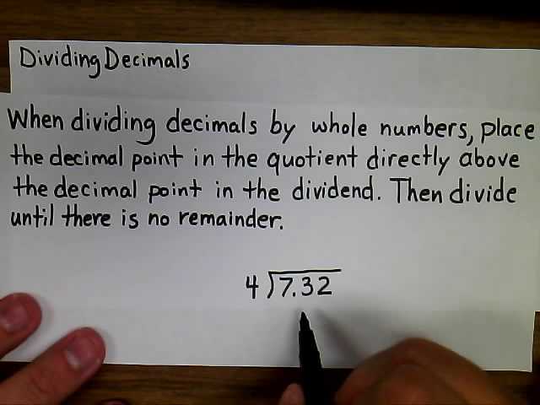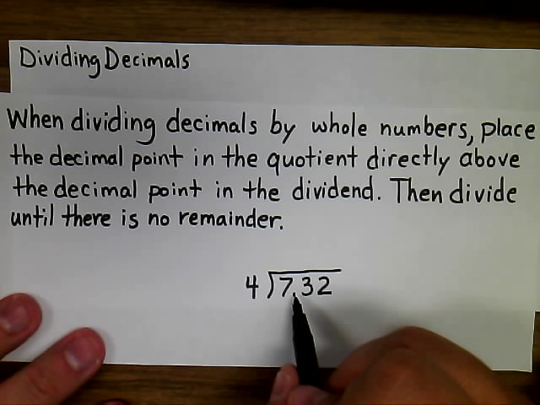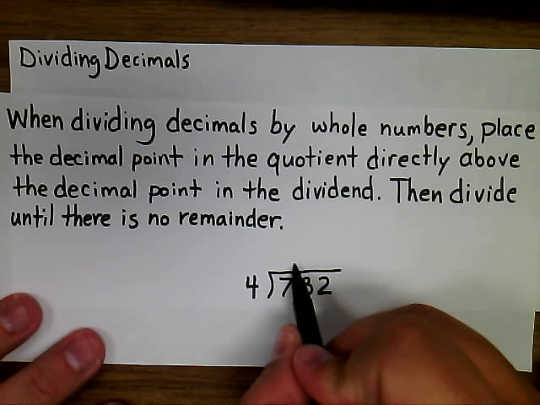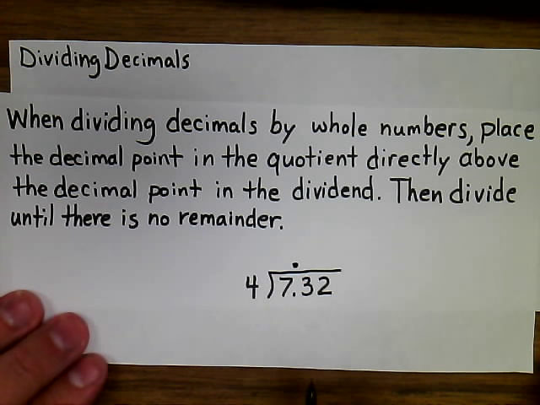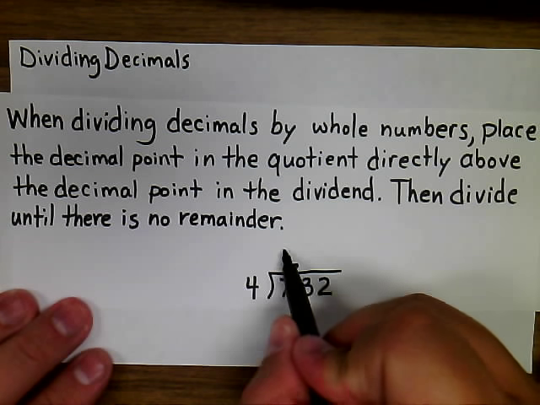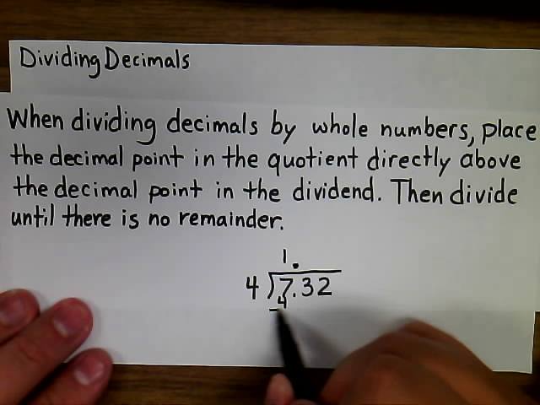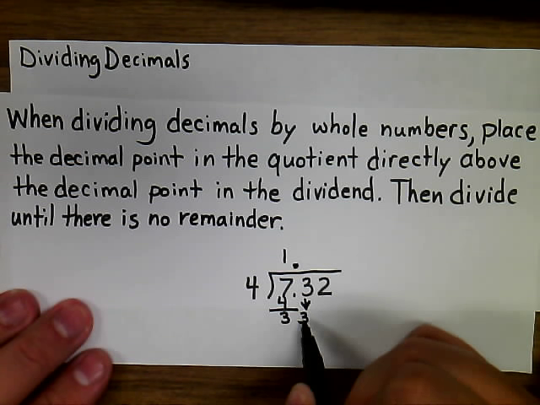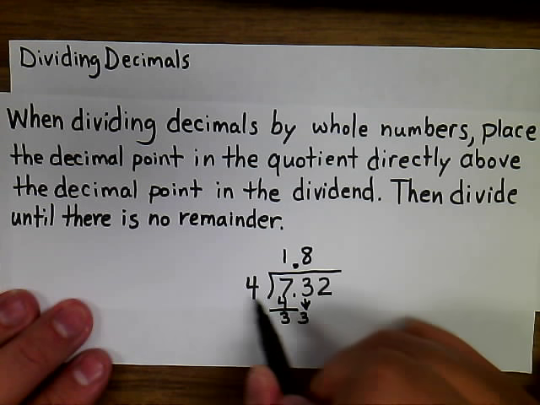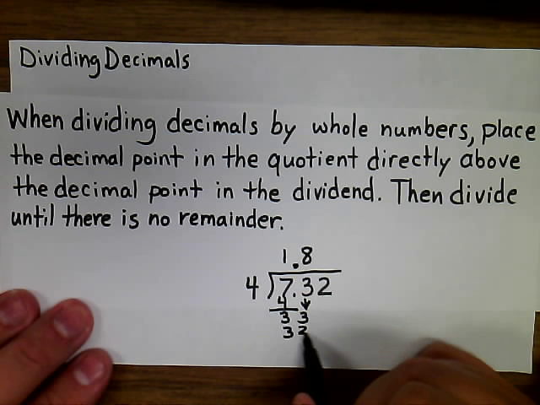So, following these directions, we're going to place the decimal point in the quotient directly above the location of the decimal point in our dividend. Then we can divide until there's no remainder. 4 goes into 7 one time. 1 times 4 is 4. 7 minus 4 is 3. Bring down the 3. 4 goes into 33 8 times. 8 times 4 is 32.